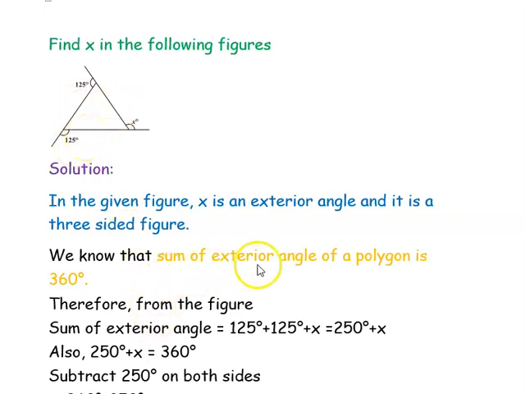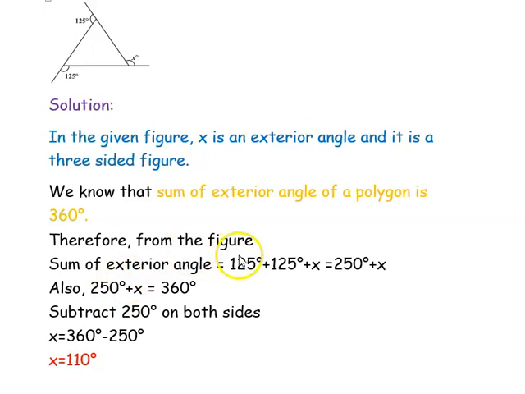So we know that the sum of exterior angles of a polygon is 360 degrees. Therefore, from the figure, the sum of the exterior angles is, you add all the three exterior angles: 125 degrees plus 125 degrees plus x, which is equal to 250 degrees plus x. We also know that the sum of exterior angles is equal to 360 degrees. So we equate 250 degrees plus x equal to 360 degrees.